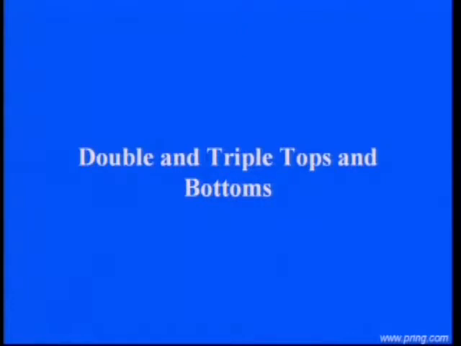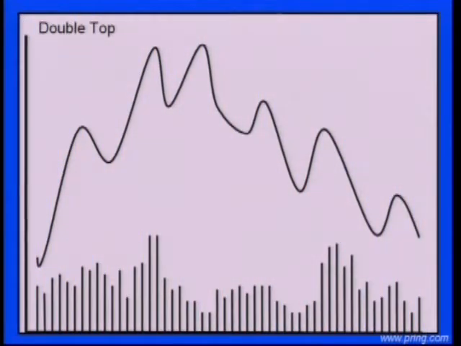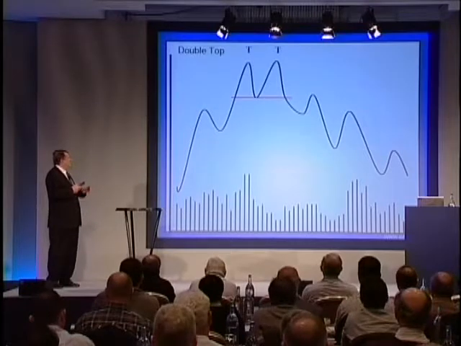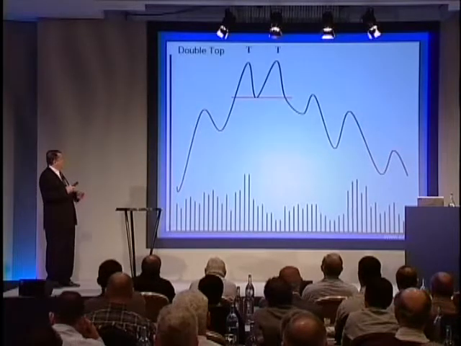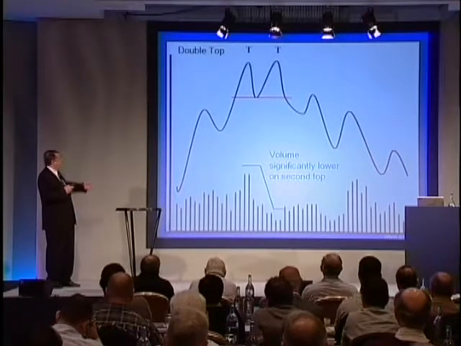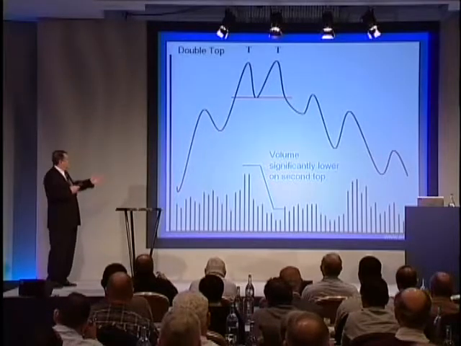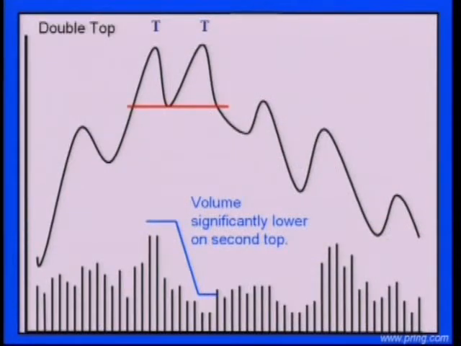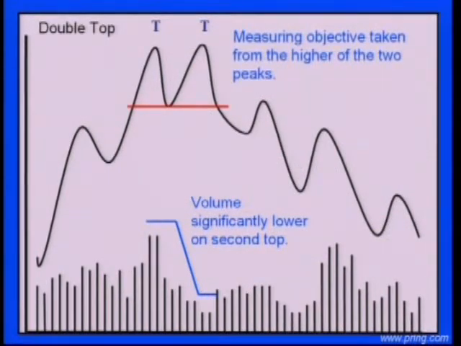Now we look at double tops and double bottoms and triple tops and triple bottoms. Double top is a point where you get two rallies at approximately the same level, separated by obviously a reaction. And when the price breaks below the reaction, that gives us our sell signal. And volume typically is much less intense on the second peak than it is on the first peak. And the measurement objective is taken from the higher of the two peaks and then projected down, just the same as with the other price patterns that we see.